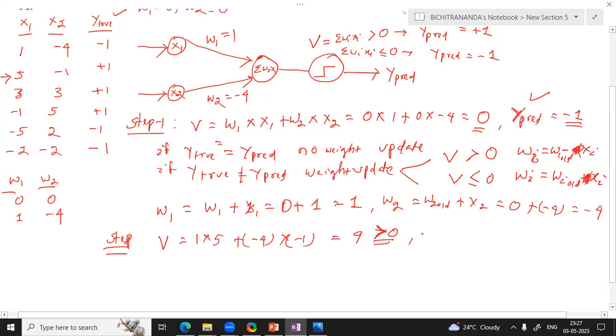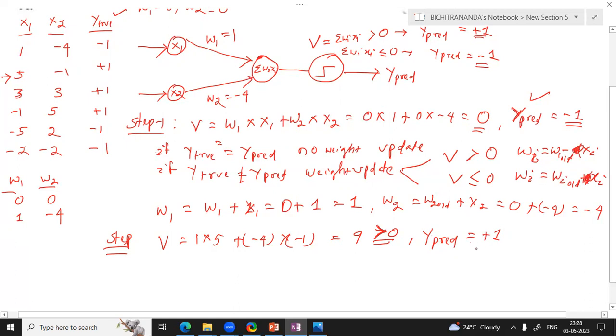Since 9 is greater than 0, what is my prediction? Since the value is greater than 0, my prediction is plus 1. My y predicted will be plus 1. Remember that if the summation part is greater than 0, the output is plus 1, and if less than 0, it is minus 1, as I already told you.